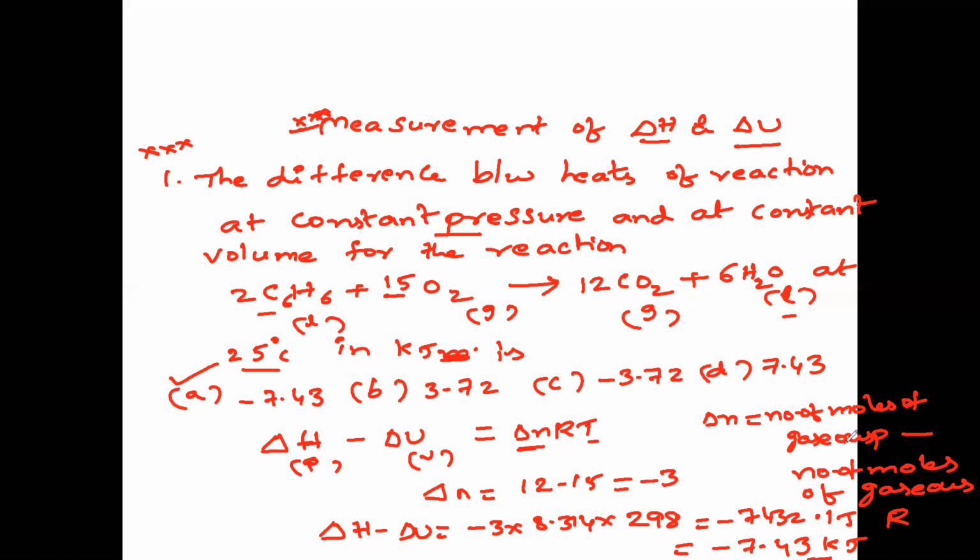So the number of moles of gaseous products difference is 12 minus 15, which is equal to minus 3. So delta H minus delta U is equal to minus 3 into 8.314 into 298. After multiplication you will get the answer in joules, so convert it into kilojoules because they are asking for the answer in kilojoules. So minus 7.43 kilojoules is the answer. So the answer is the first option.